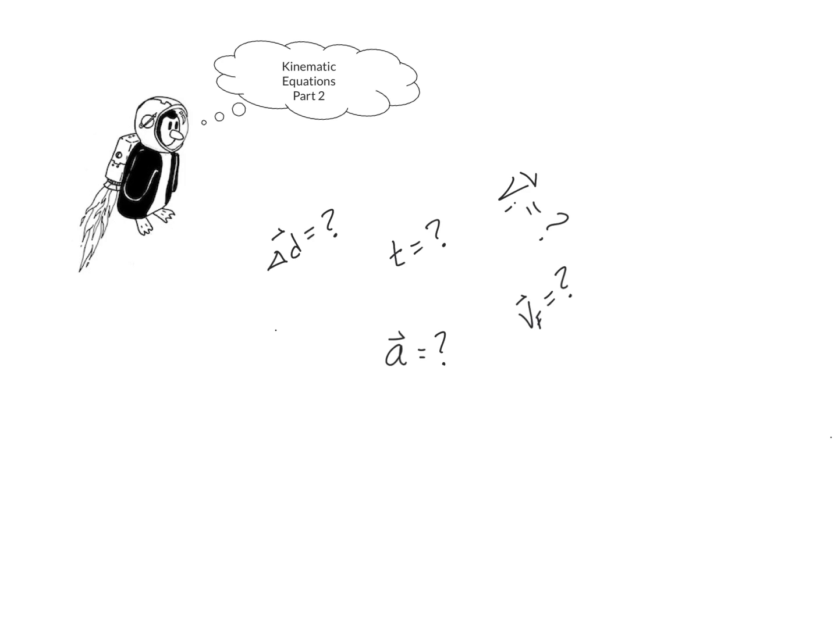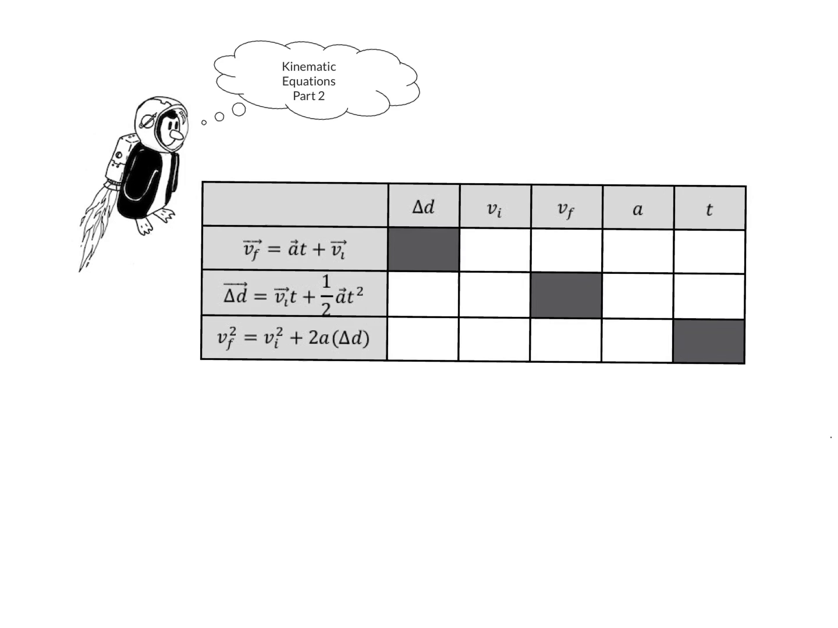With 3 equations and so many variables, how do we know which ones to choose when we have to solve a problem? The best advice is to stay organized. I'm going to show you a trick that'll help you keep things in order and maybe help you solve some problems. Here we have the 3 kinematic equations.